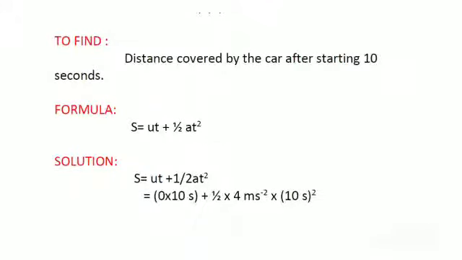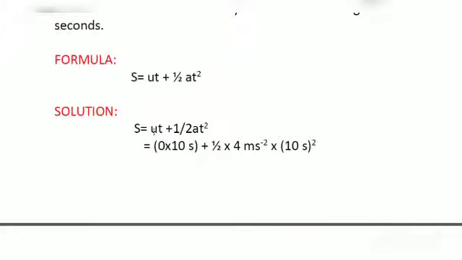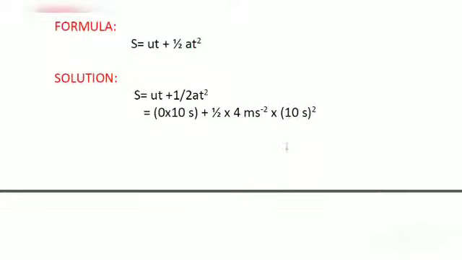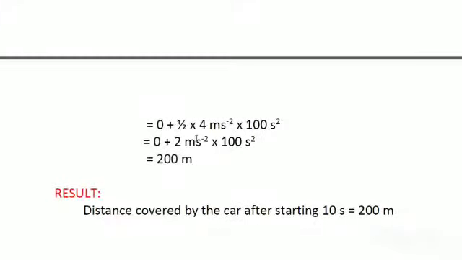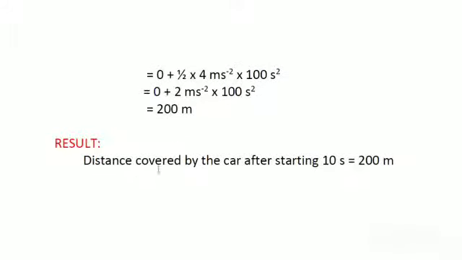The formula to find the distance, you know, is s is equal to ut plus half a t squared. Solution: s is equal to ut plus half a t squared. Initial velocity is 0 into time 10 seconds, plus 1 by 2 into acceleration 4 m s^-2 into time 10 seconds whole squared. Now 0 into 10 we get 0, plus 1 by 2 into 4 m s^-2 into 100 seconds squared. When we cancel 2 and 4, we get 2 m s^-2 into 100 seconds squared. Now seconds squared and s^-2 get cancelled. Now 2 into 100 we get 200 meters. Result: the distance covered by the car after starting, 10 seconds, is equal to 200 meters.